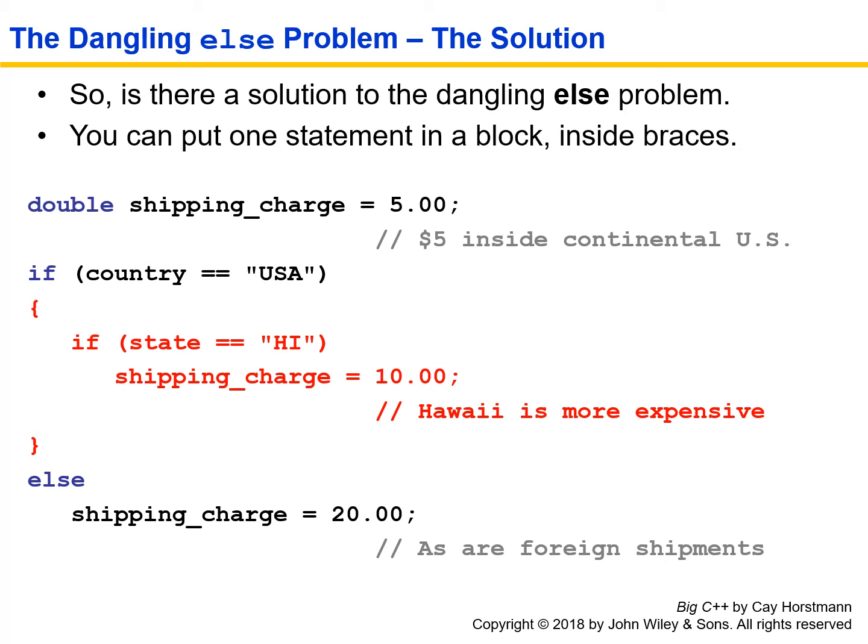The fix for this is to always use your braces to indicate which ifs and elses are nested inside other ifs and elses. So by putting an if but no else inside these curly braces, we force the compiler to treat the else as belonging to the country equals USA, and that's, of course, what we wanted in this case.